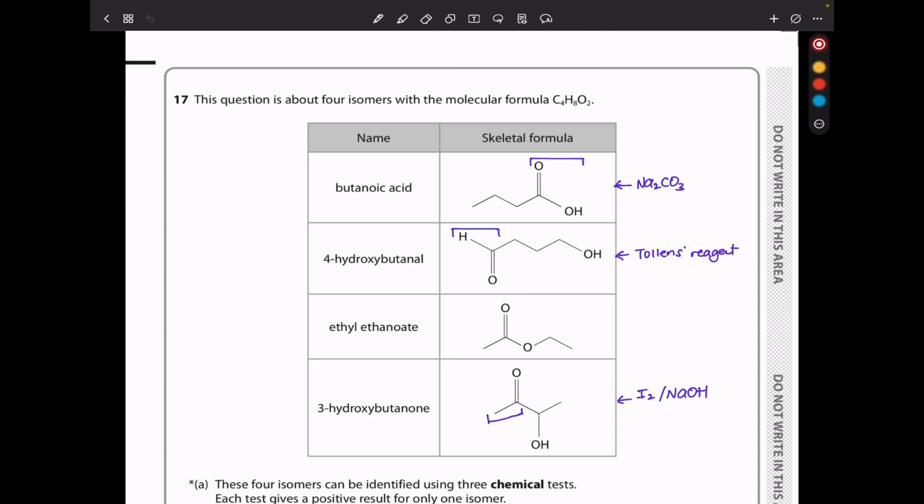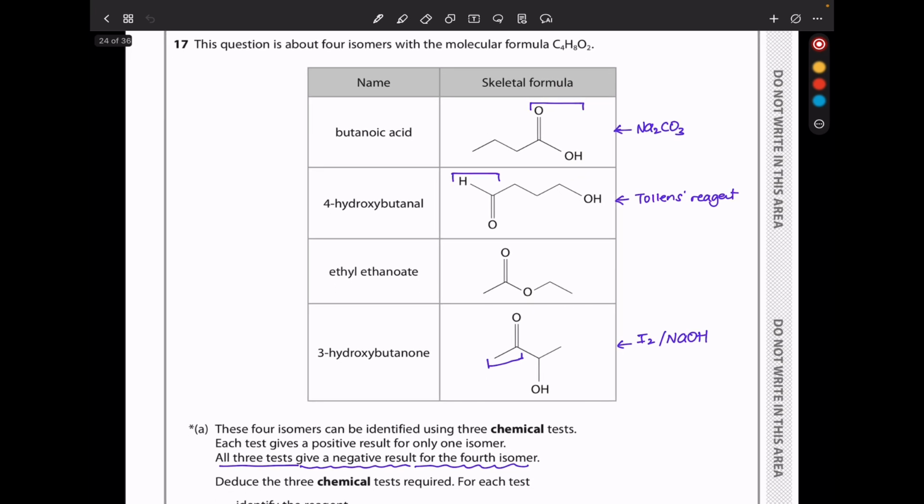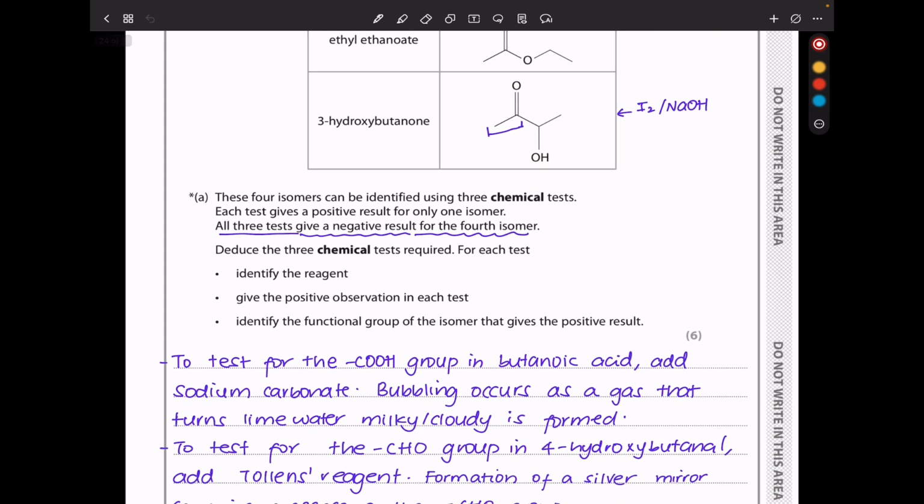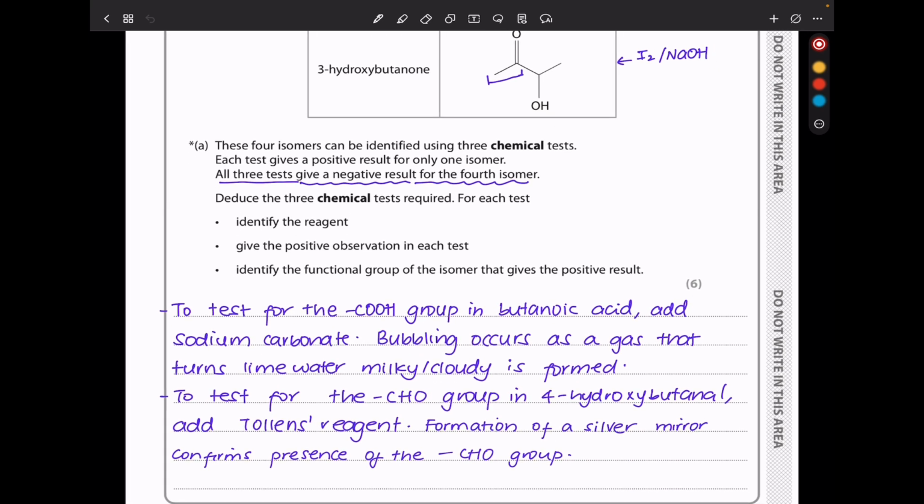In question 17, this question is about 4 isomers with a molecular formula C4H8O2. So we have butanoic acid, 4-hydroxybutanol, ethyl ethanoate, and 3-hydroxybutanone. Next, they say these 4 isomers can be identified using 3 chemical tests. Each test gives a positive result for only one isomer. All 3 tests give a negative result for the 4th isomer. Deduce the 3 chemical tests required. For each test, identify the reagent, give the positive observation in each test, and identify the functional group of the isomer that gives the positive result.